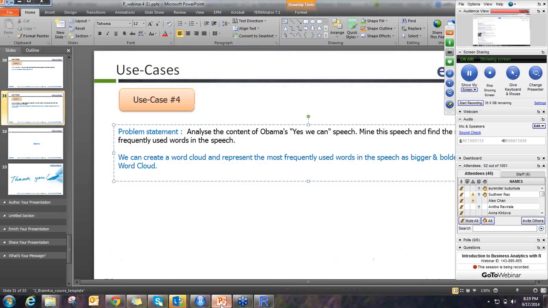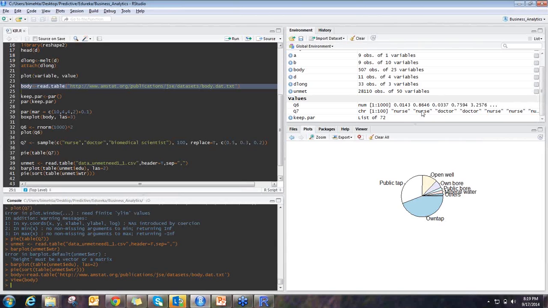Fine. So let me just show you one small demo in R. I will show you one small demo in RStudio, like what all you can do and what all is possible in RStudio.